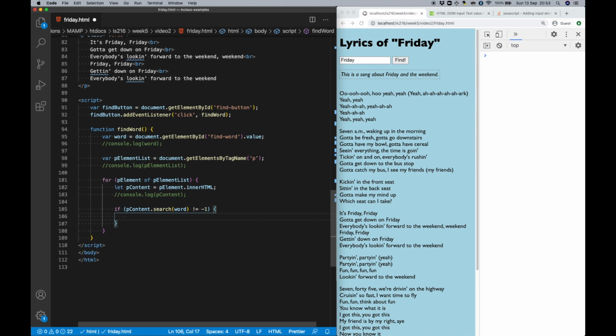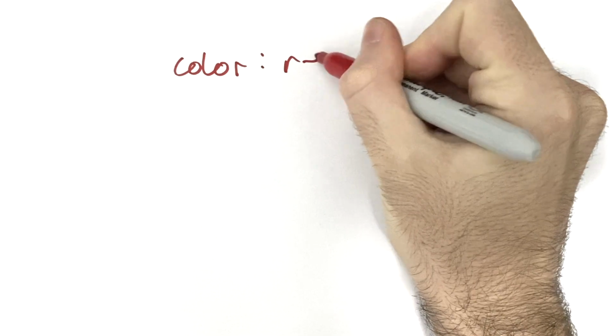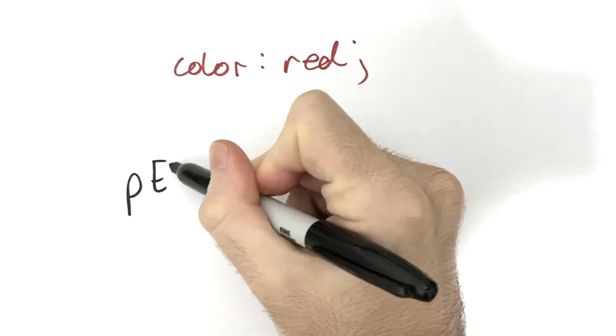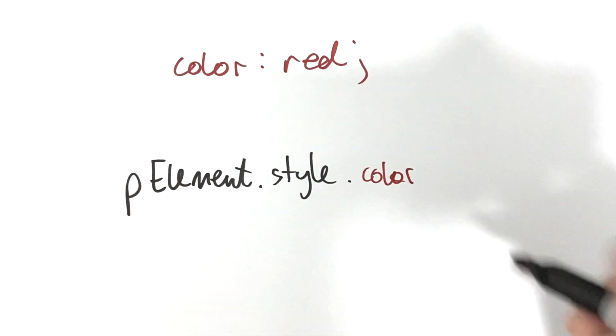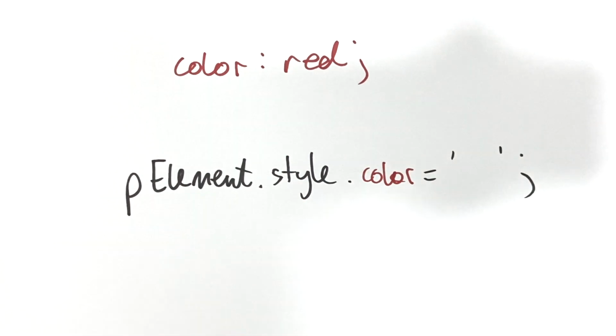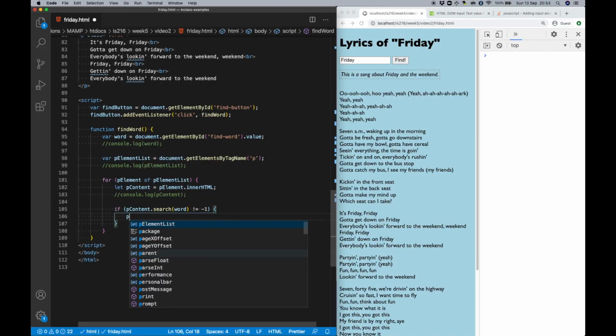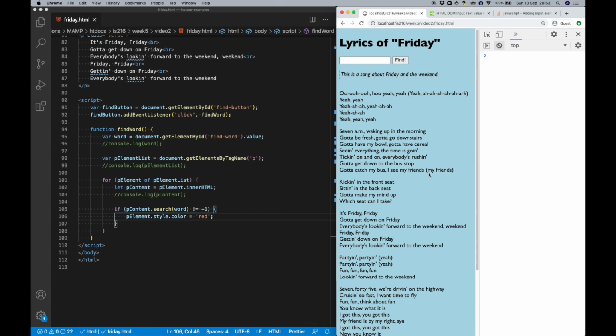So given that this represents the case where a word has been found, how do we change the color of the text? Well, the syntax is simply to write style dot the name of the CSS property and then the value that you want to change it to. Now, when we search for Friday, we can see that the chorus is correctly highlighted given that it contains the word. But unfortunately, it also highlights the page's introduction, which isn't part of the lyrics.